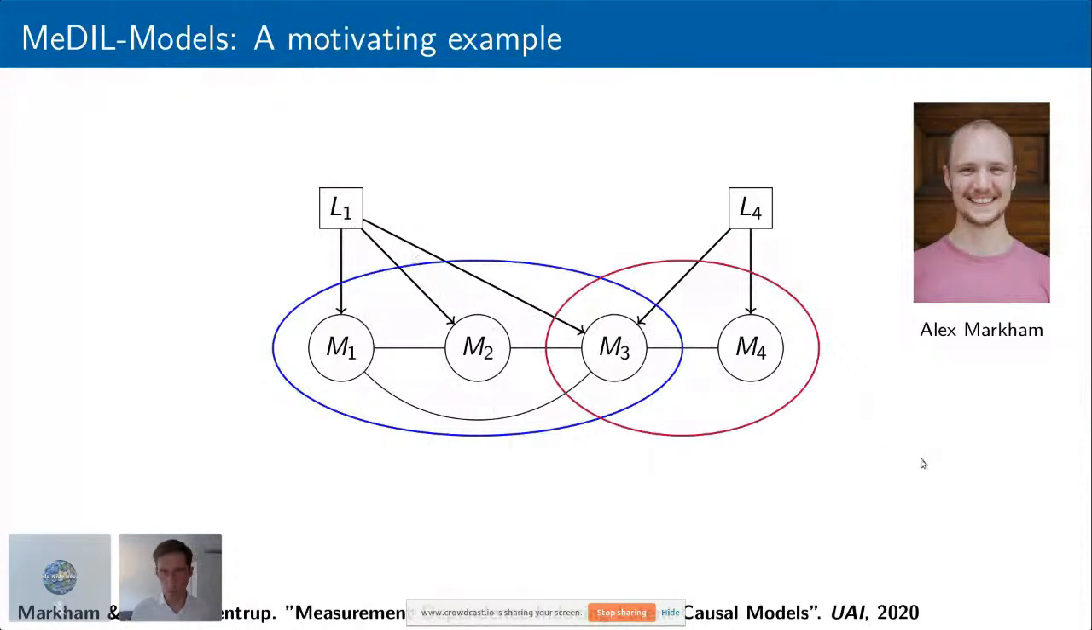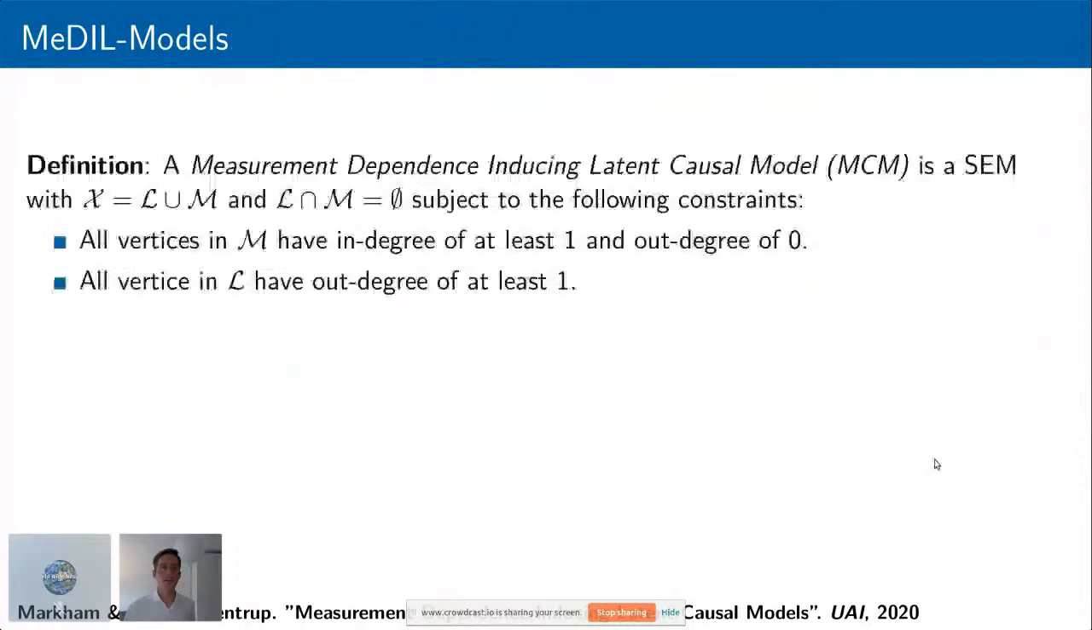So to make this a bit more precise, we defined these measurement models, which are essentially structural equation models, just that we split up the nodes X into latents and into measurement nodes, and they don't intersect. And all measurement nodes have at least 1 incoming latent or 1 incoming edge, but they don't have any edges that go out of them because they're just measurements. And the latents, they have an out degree of at least 1, so they cause at least 1 measurement variable.